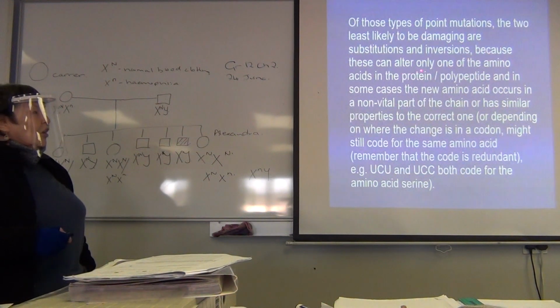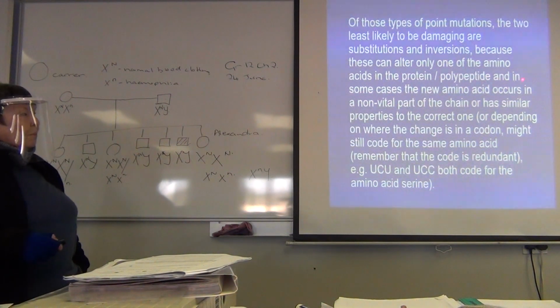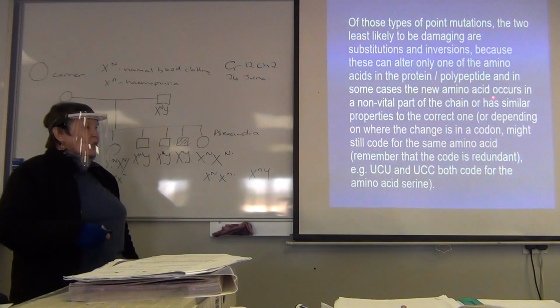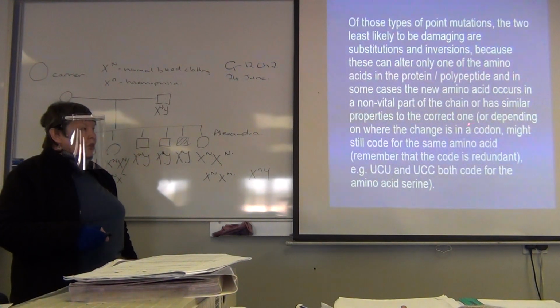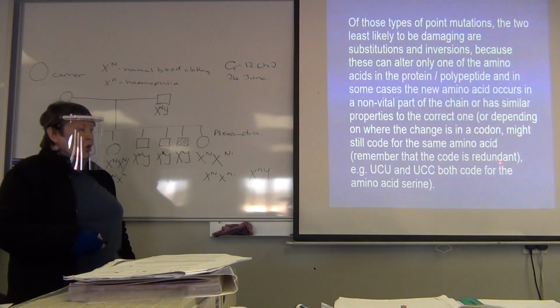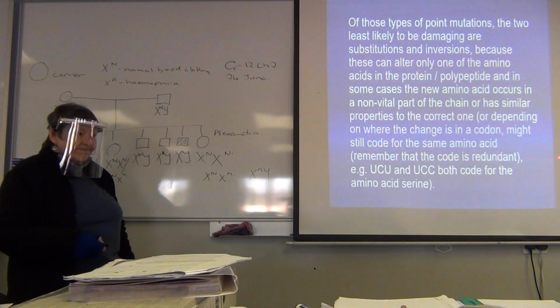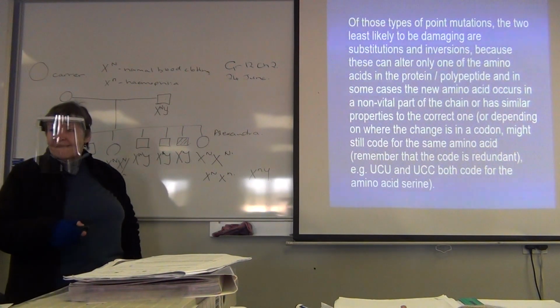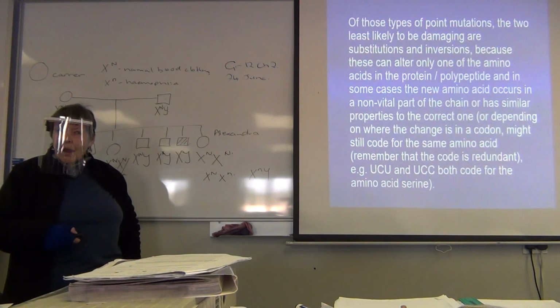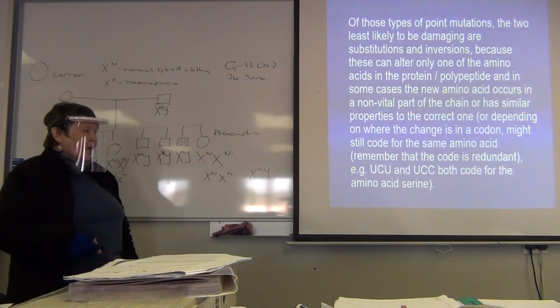Because these can alter only one of the amino acids in the protein or polypeptide, and in some cases the new amino acid occurs in a non-vital part of the chain, or has similar properties to the correct one, depending on the change. Remember that the code is degenerate. So, for example, these two codons, UCU and UCC, both code for the amino acid serine.